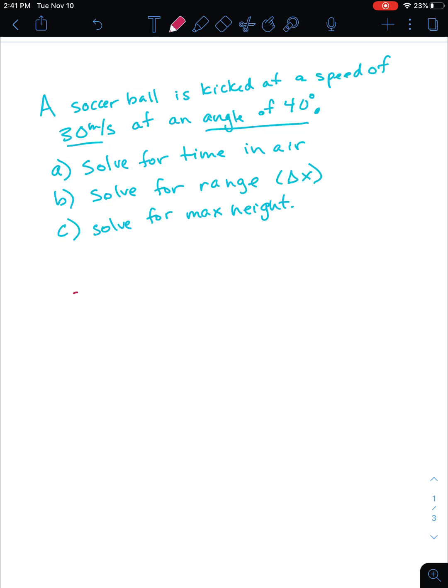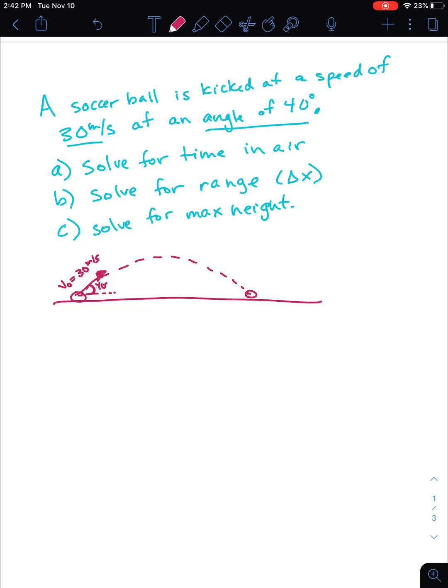A little picture that would correspond to this would be the soccer ball starting on the ground, getting kicked up into the air, and then landing back on the ground. For this problem, the starting velocity of the soccer ball would be shown with this arrow right here, and the starting velocity would be 30 meters per second, but we'll notice that the angle right here is going to be 40 degrees. And so we're going to attack this problem of a projectile launched at an angle.